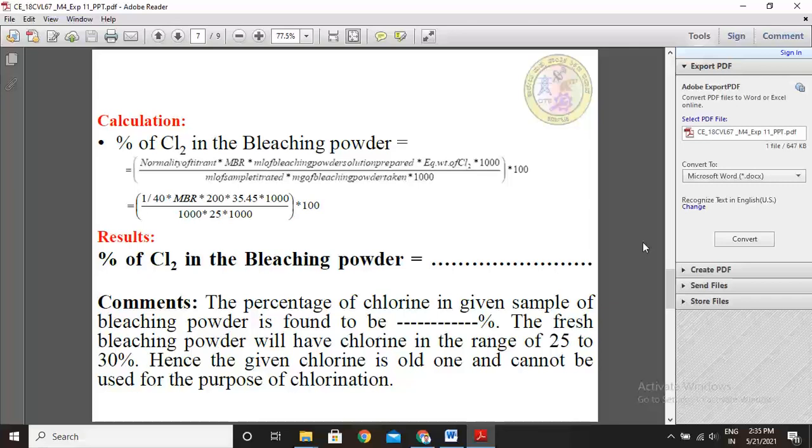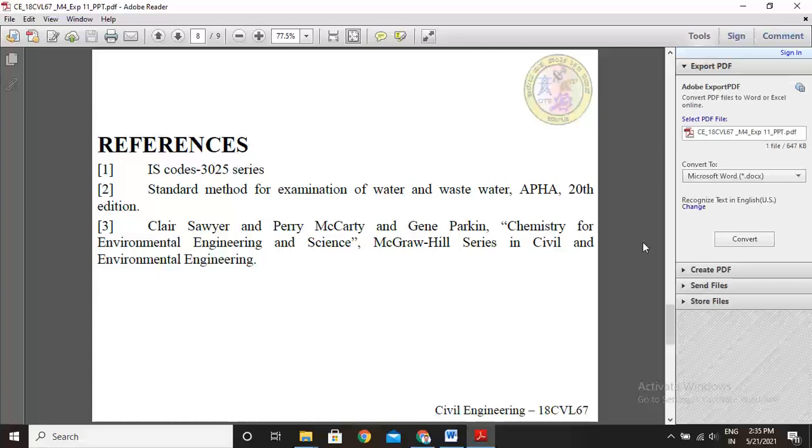Okay. Next, these are the references referred to for these experiments and subjects, to study and execute neatly.